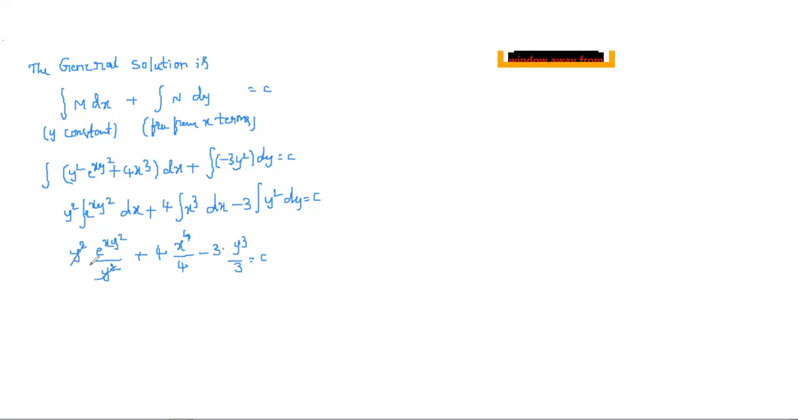Is there any cancellation? y square, 4 4 and 3 3. All these terms cancel. And what about the remaining? e power xy square plus x power 4 minus y cube is equal to c. So this is the general solution. How can you say it is the general solution? Because the given differential equation is of order 1, and here it consists of one arbitrary constant. So simply we can say that this is the general solution of the given differential equation.